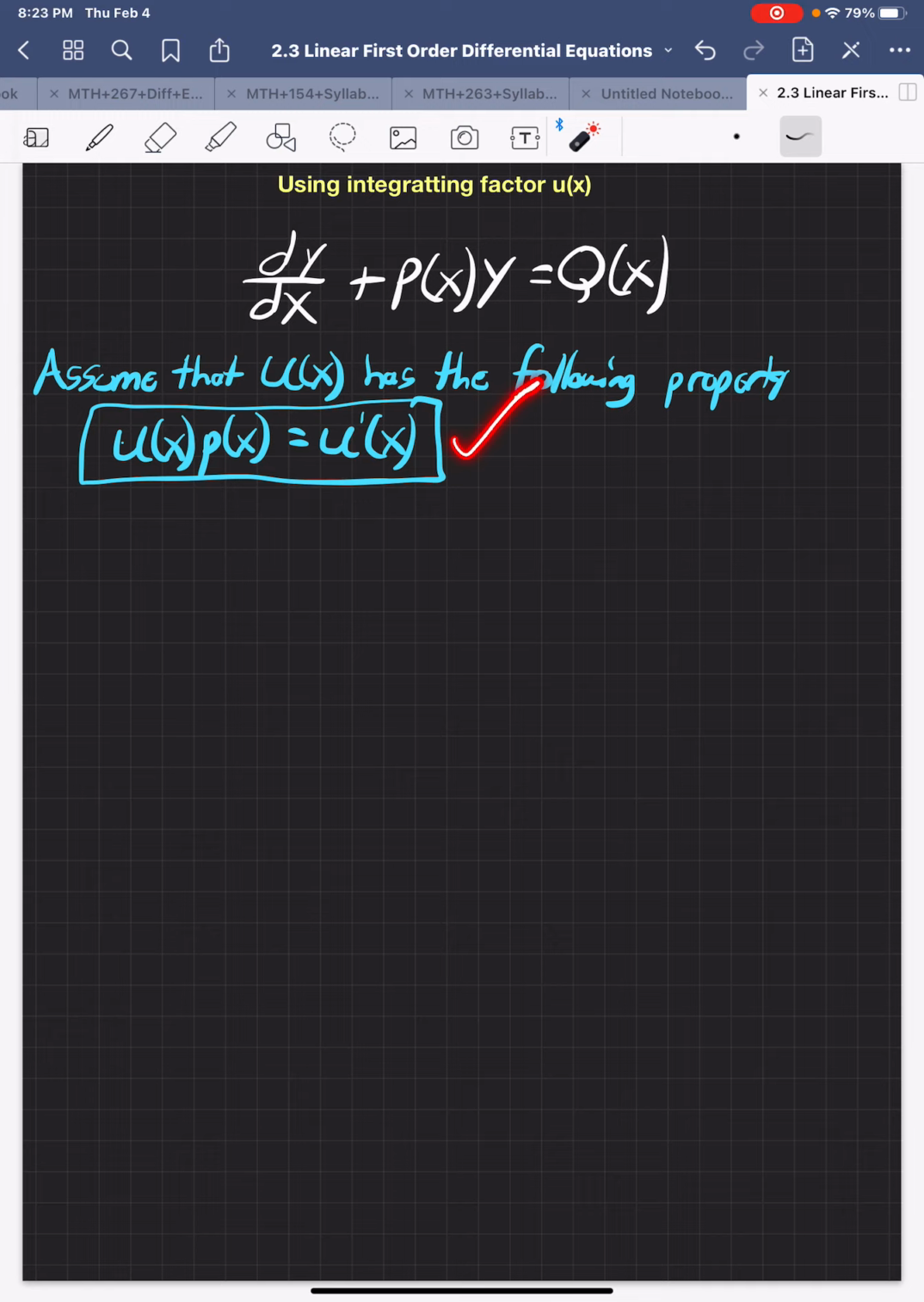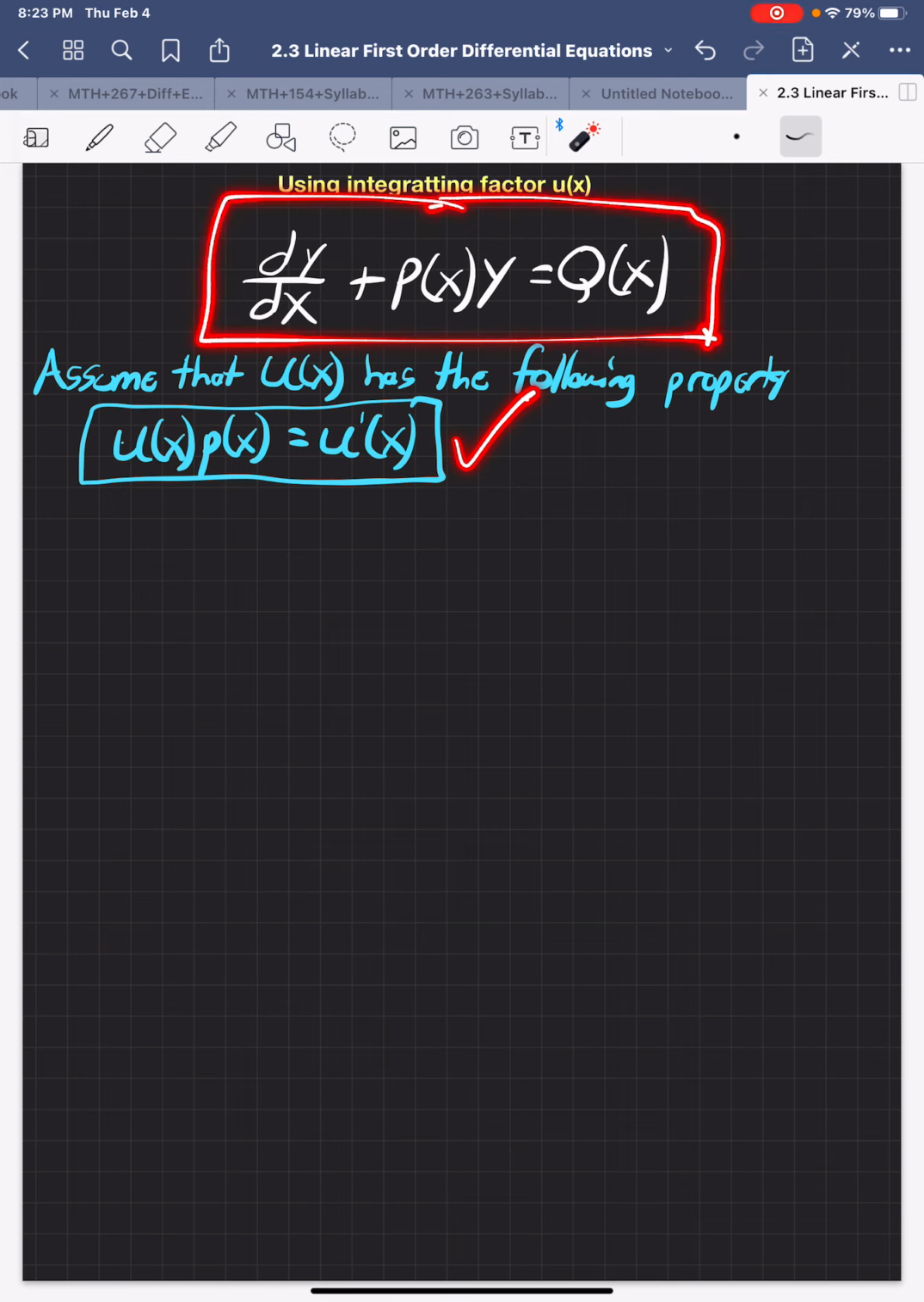So what is it that we assume about u of x? We assume that the derivative of u is equal to itself multiplied by p of x. Okay, so this is where we start. All right, now if we have this assumption, how does this assumption help us solve this differential equation?